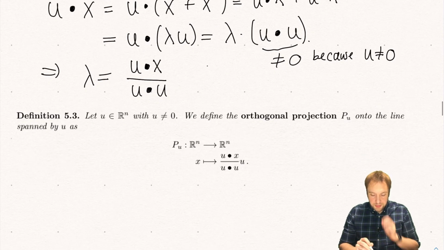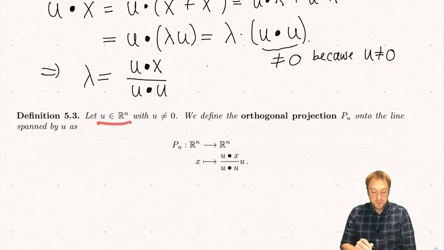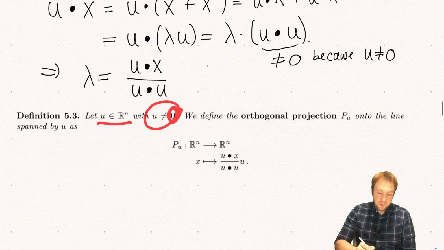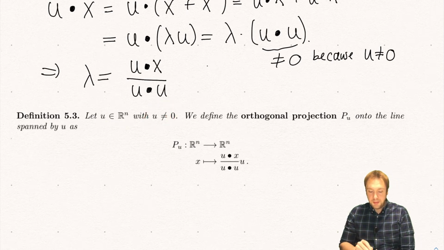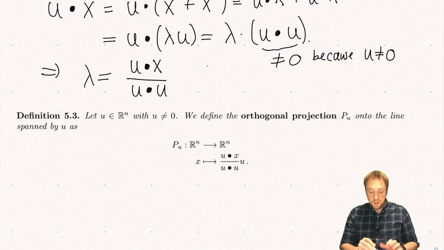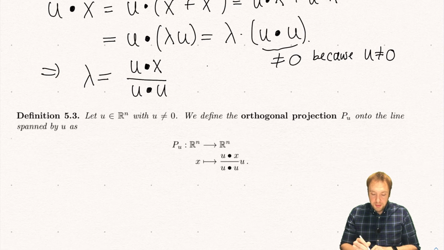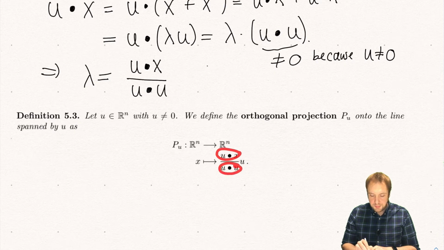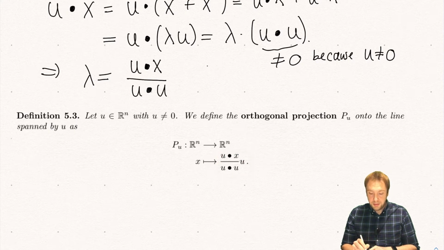So if we have a vector u which is not 0, again this 0 is the 0 vector, then we define the orthogonal projection pu onto the line spanned by u by sending x to this vector. This is a number times the vector u. And therefore this is a vector in Rn, and it's given by some multiple of this vector u.